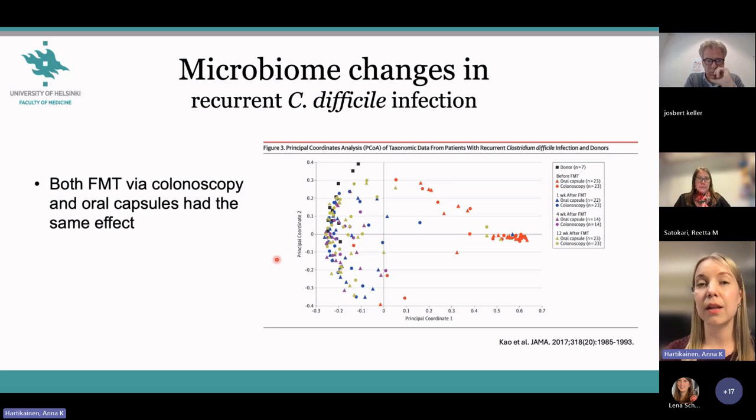So here, Gao et al. have looked at the oral capsules used and then the colonoscopy in recurrent C. difficile infection, and the same effect can be seen here. So the microbiota is different before FMT, and then after FMT, we can see that the microbiota clusters with the donor. So the microbiota becomes more similar to the donor. So all in all, in recurrent C. difficile infection, we see this very high donor colonization and microbiota change.